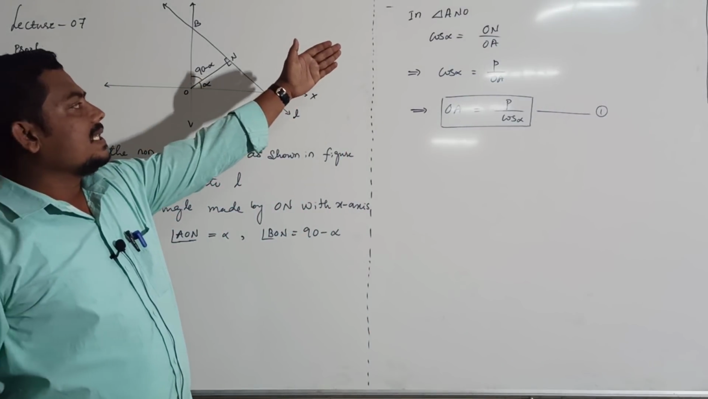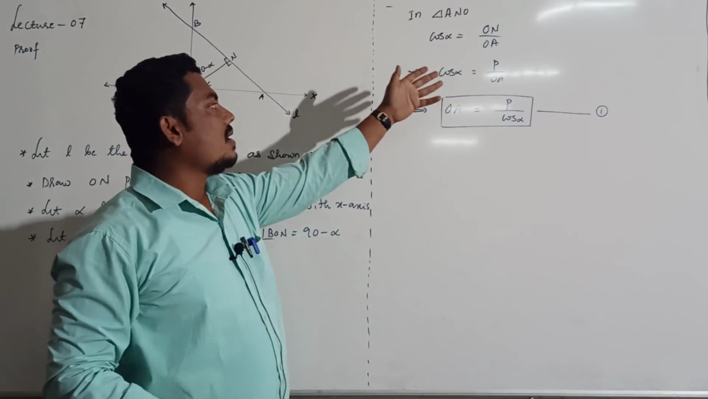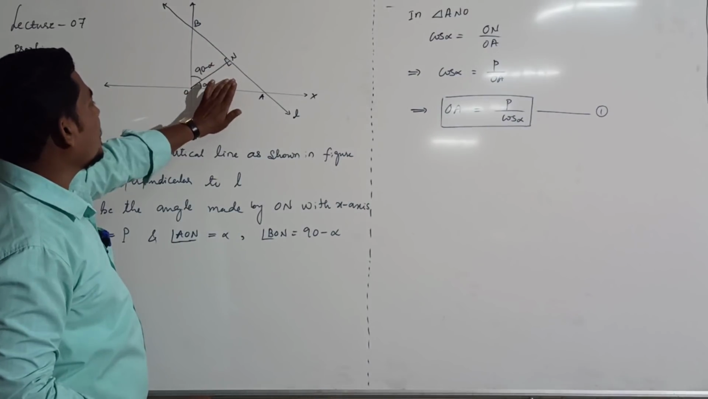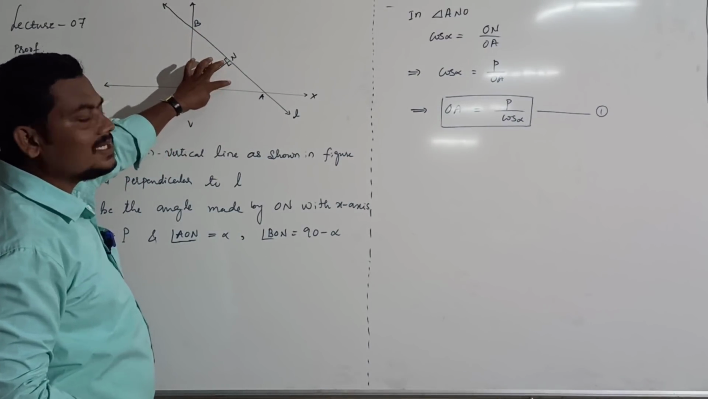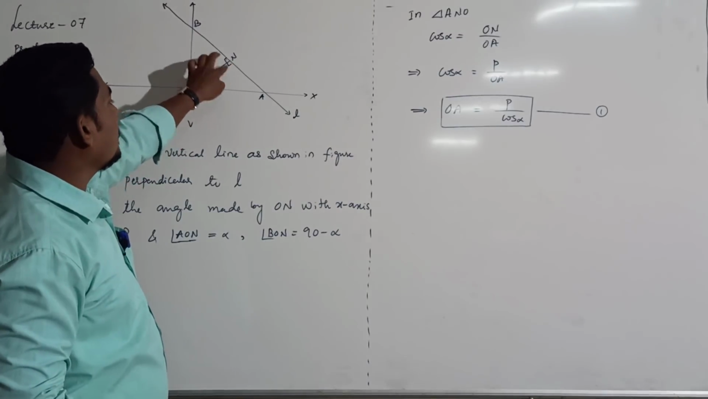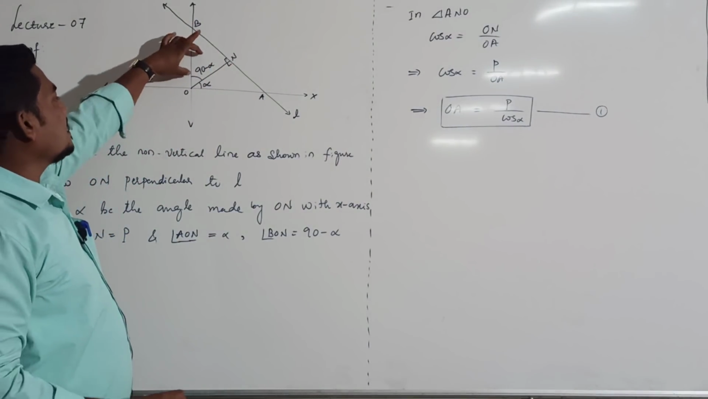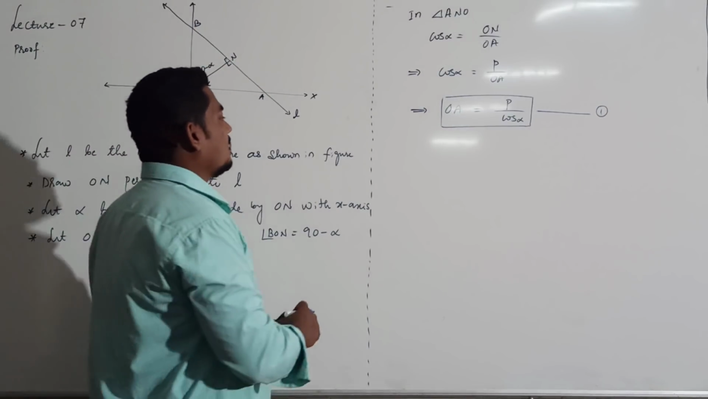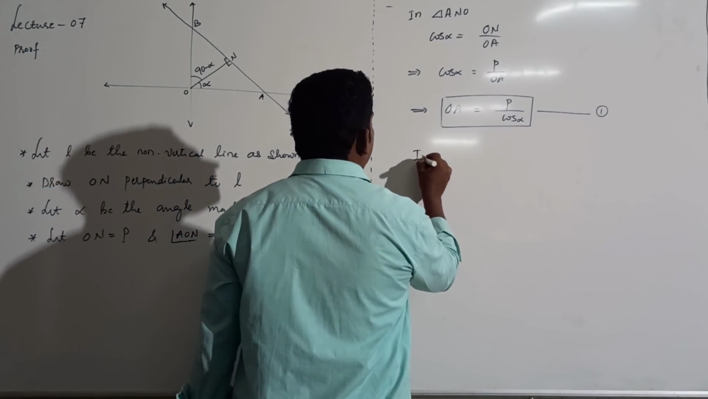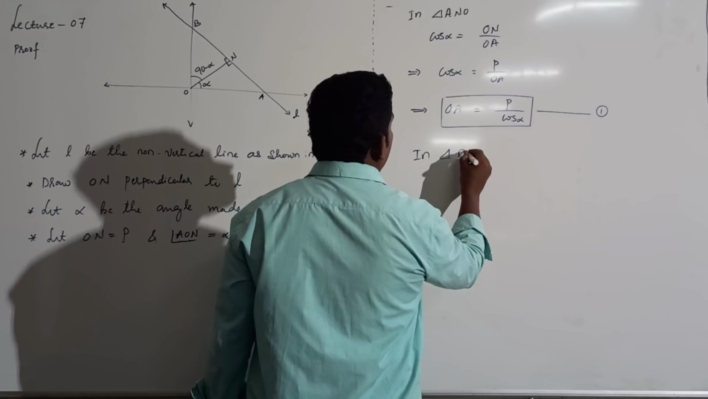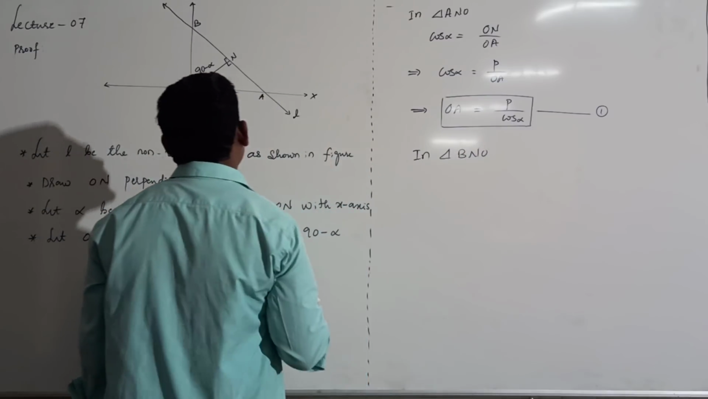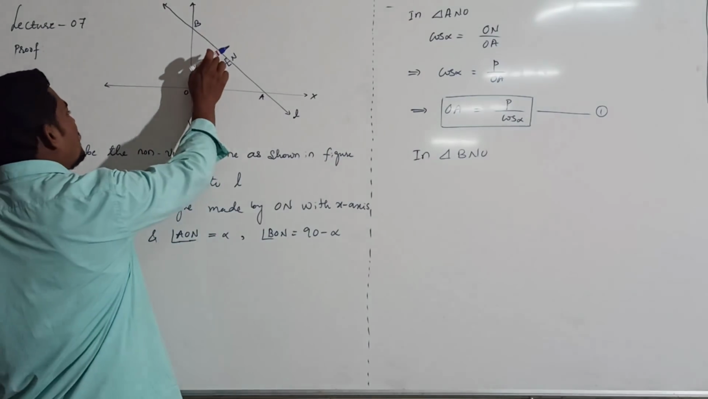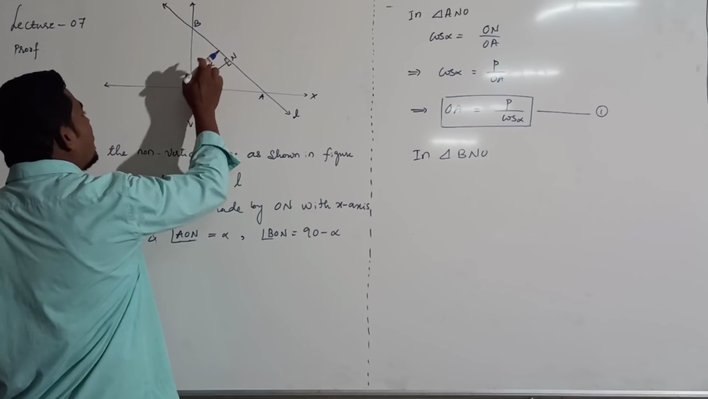In triangle ANO we wrote cos alpha. Here there are two right angle triangles. It is one right angle triangle, it is the other. This is the first right angle triangle, this is the second. Clearly BNO is also a right angle triangle. In triangle BNO, what is cos of 90 minus alpha? This is one angle, cos of 90 minus alpha.